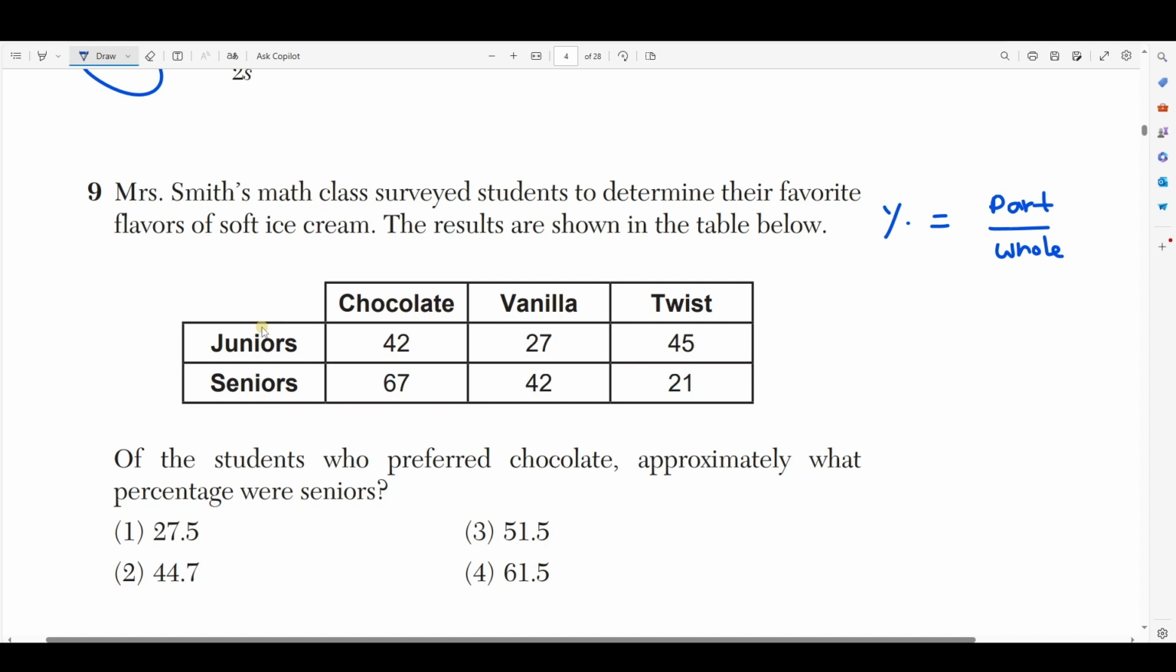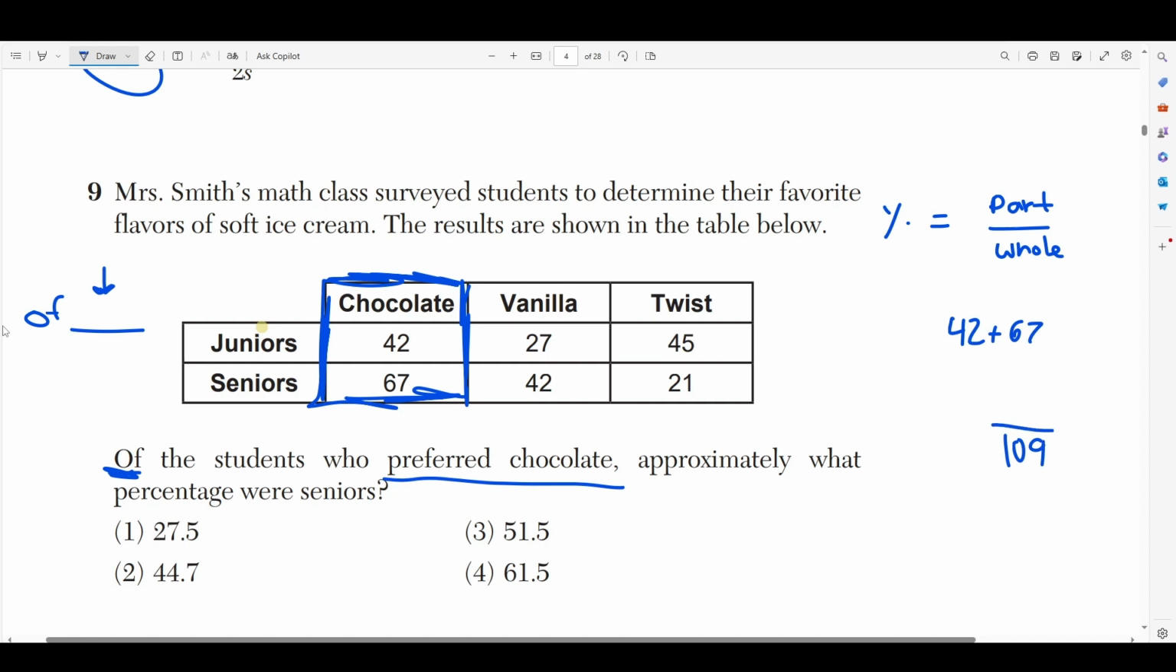A good tell of what your whole is going to be is when you read the phrase "of." So "of blank" means that whatever is in the blank is going to be your whole. So here it is "of the students who preferred chocolate," so the students who preferred chocolate is my whole, right? The people who preferred chocolate are in this box and this box only, so my whole is really going to be 42 plus 67, which is 109. That's my whole.